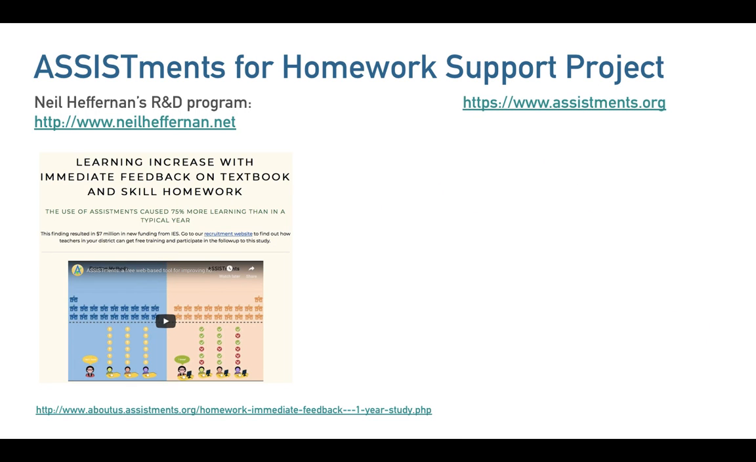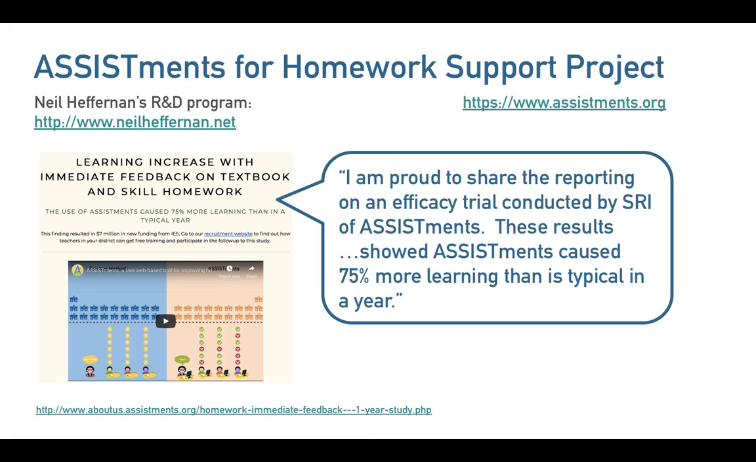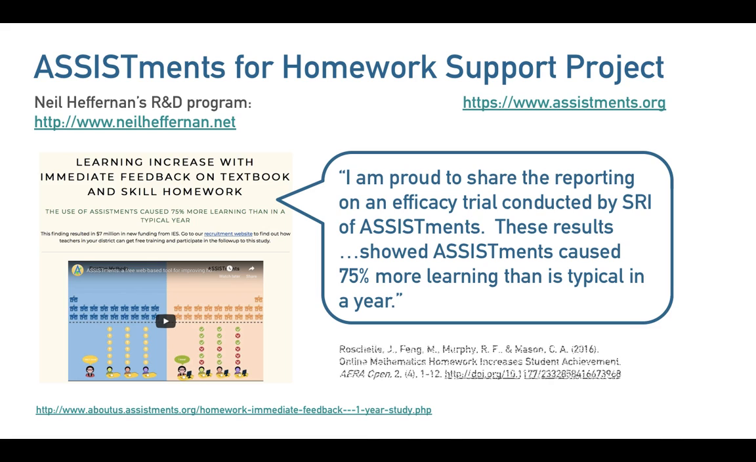Assessments. You go to assessments.org. It's tuned for the US market, but there's some pretty impressive evidence coming off here. Okay? Assessments showed in a controlled kind of experiment run through many schools in the state of Maine that there was 75% more learning going on than you'd expect to see. Okay? And these slides will be available afterwards. You can follow the links if you want to know the evidence base.